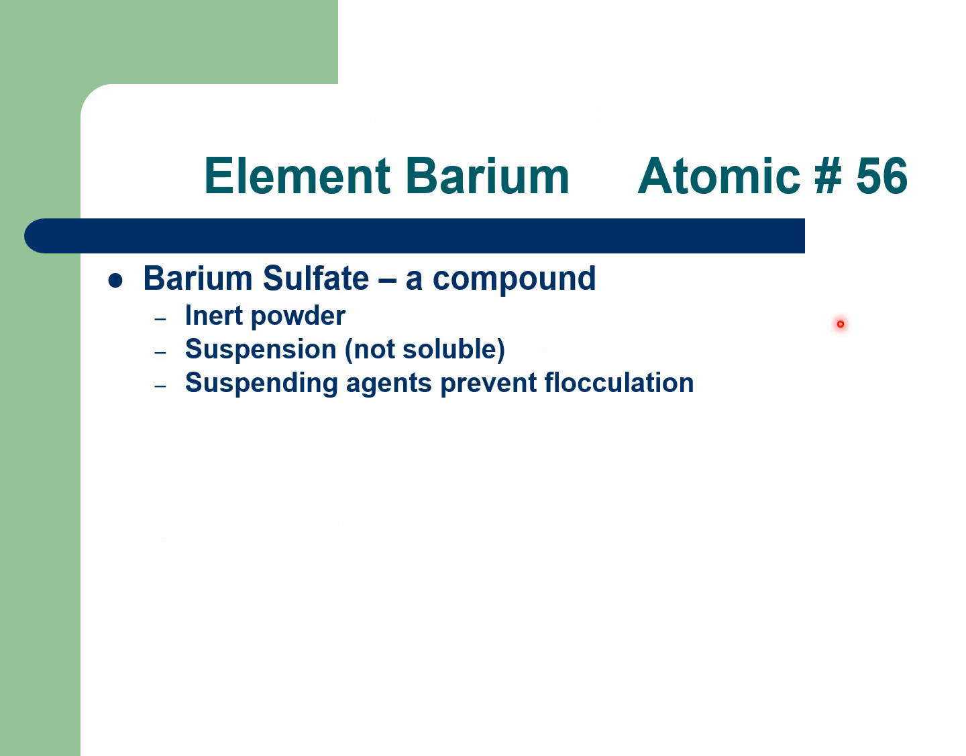Barium, we talked a little bit about earlier. Its atomic number is 56. It's more dense than iodine. It's an inert powder. That just means it doesn't react in the body. It's just a powder. It's a suspension, not soluble. It does not dissolve into different things. It is just suspended.